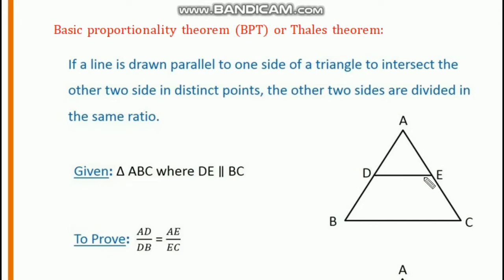DE is the straight line. Okay, so the line is drawn parallel to the side BC. Actually, that is given. In triangle ABC, DE is drawn parallel to BC.